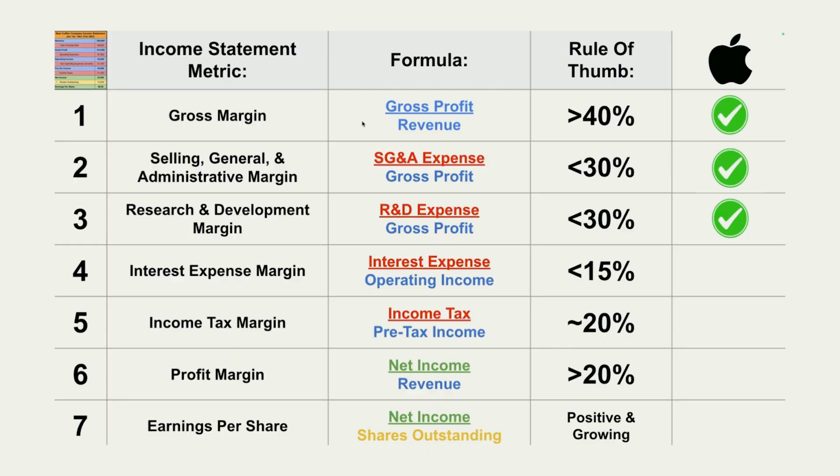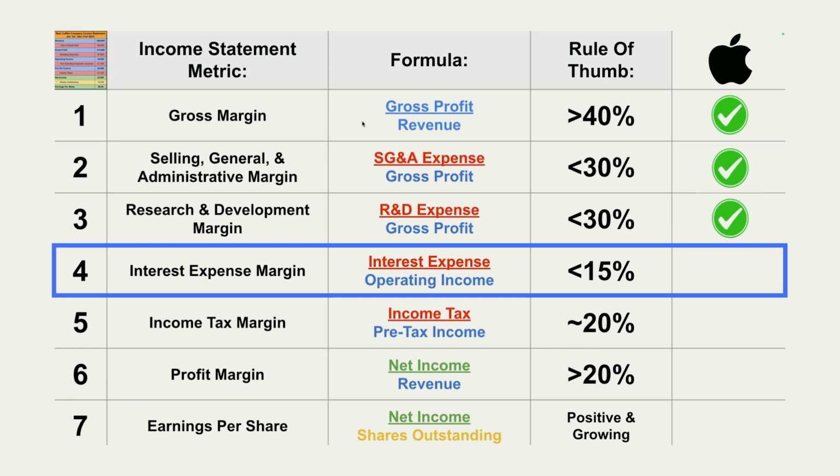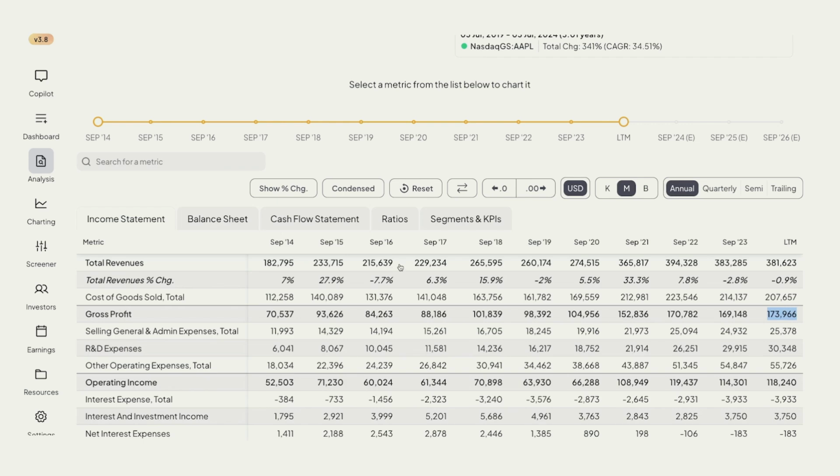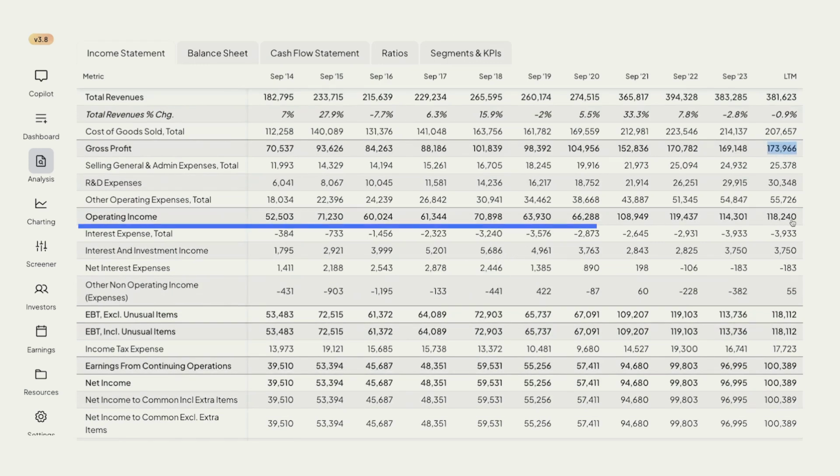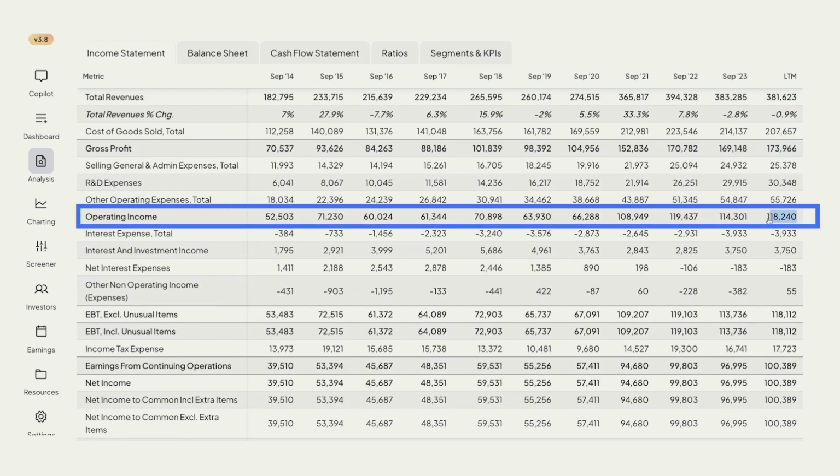Moving on to income statement rule of thumb number 4, the company's interest expense margin. We want to see that interest expense takes up less than 15% of operating income. Here we are in FinChat. If we scroll down to the company's income statement and look at the company's operating income, we see that this company generated $118 billion in operating income over the last 12 months.